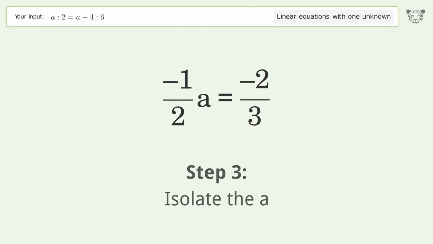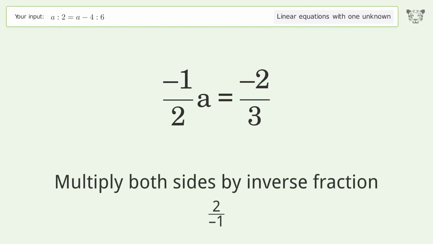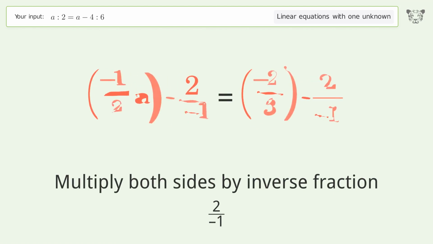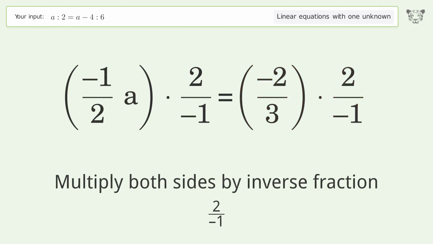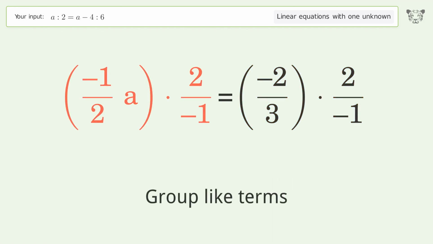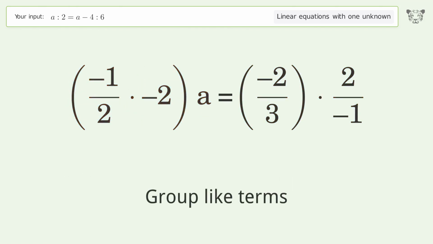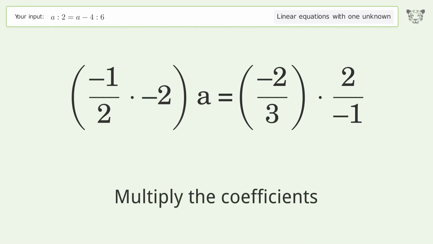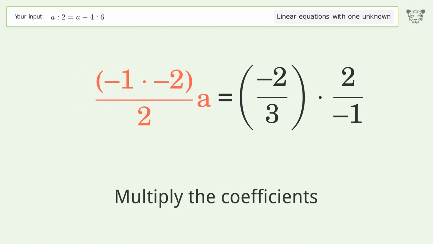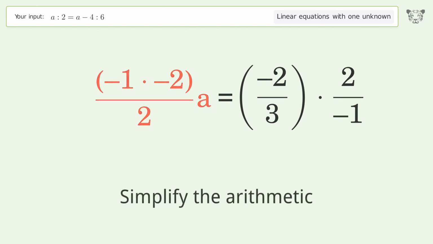Isolate the a. Multiply both sides by inverse fraction 2/(-1). Group like terms. Multiply the coefficients. Simplify the arithmetic.